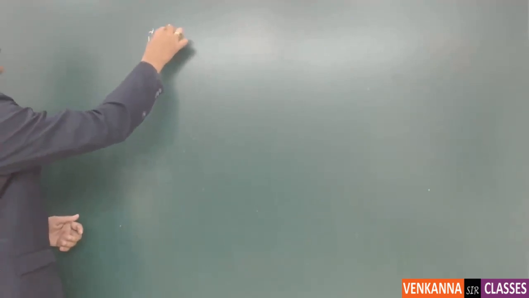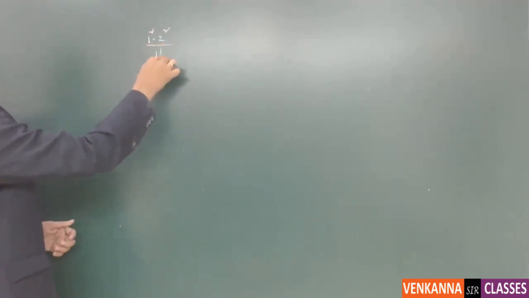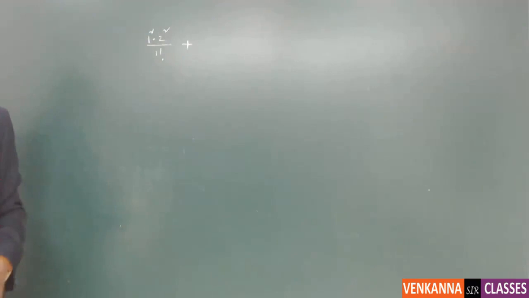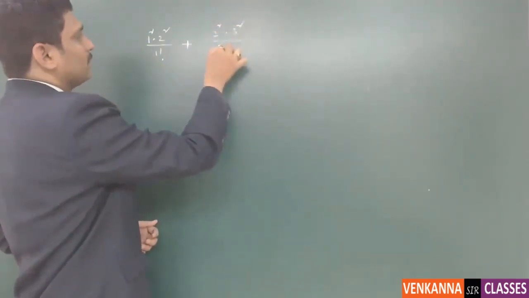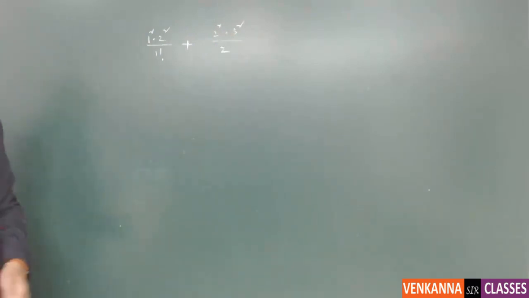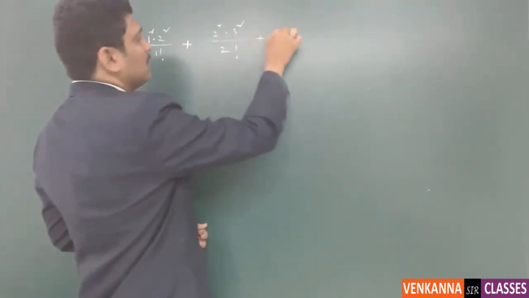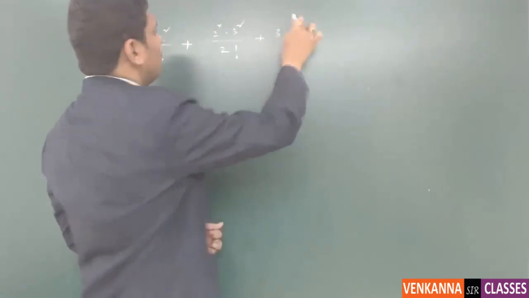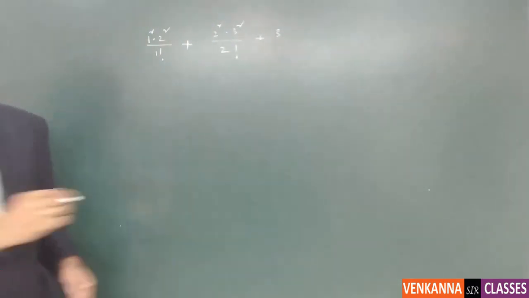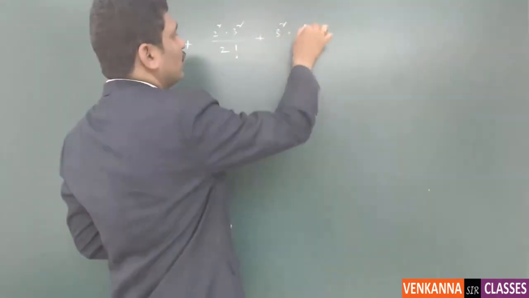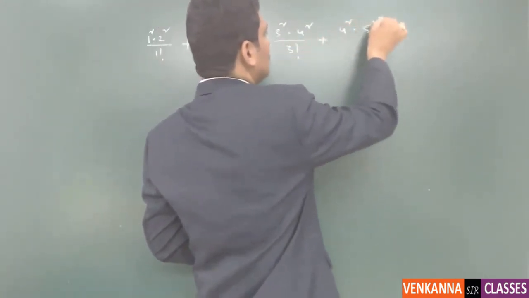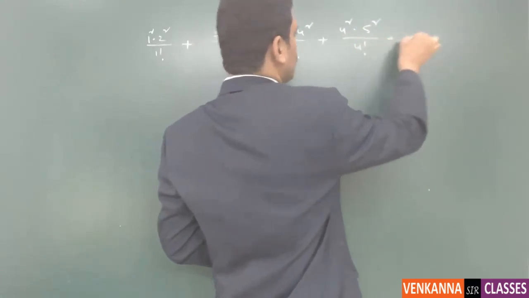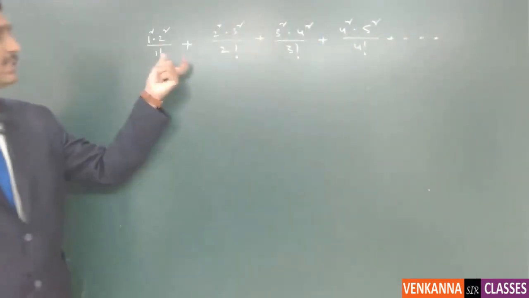The next one is 1 square into 2 square by 1 factorial plus 2 square into 3 square by 2 factorial plus the value is 3 square into 4 square by 3 factorial plus 4 square into 5 square by 4 factorial plus so on. This is the series given there.